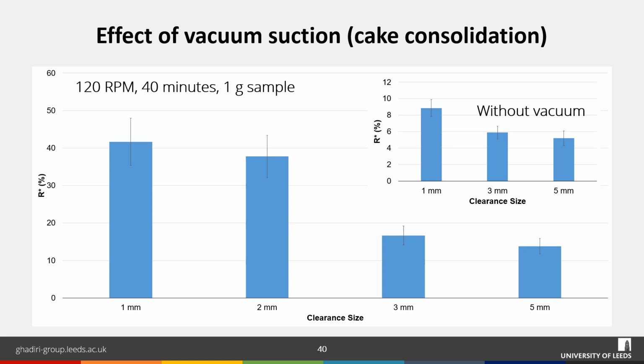So what this is telling us is that there may exist a critical clearance size somewhere between 2 and 3 millimeter, below which particle interlocking causes extensive breakage. So above this critical clearance size, the effect of clearance size diminishes, and the R star does not vary that much with further increase in the clearance size.